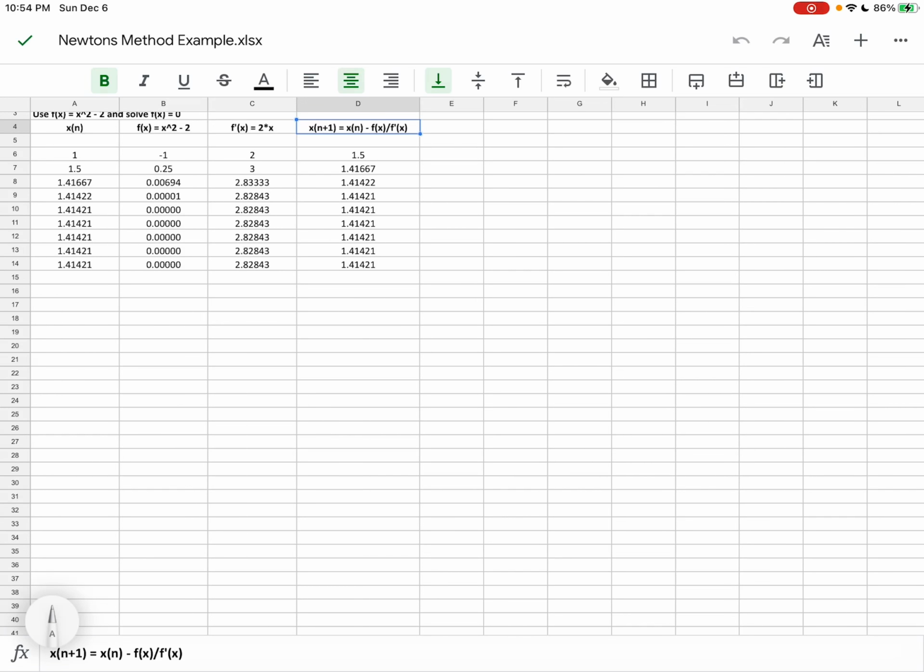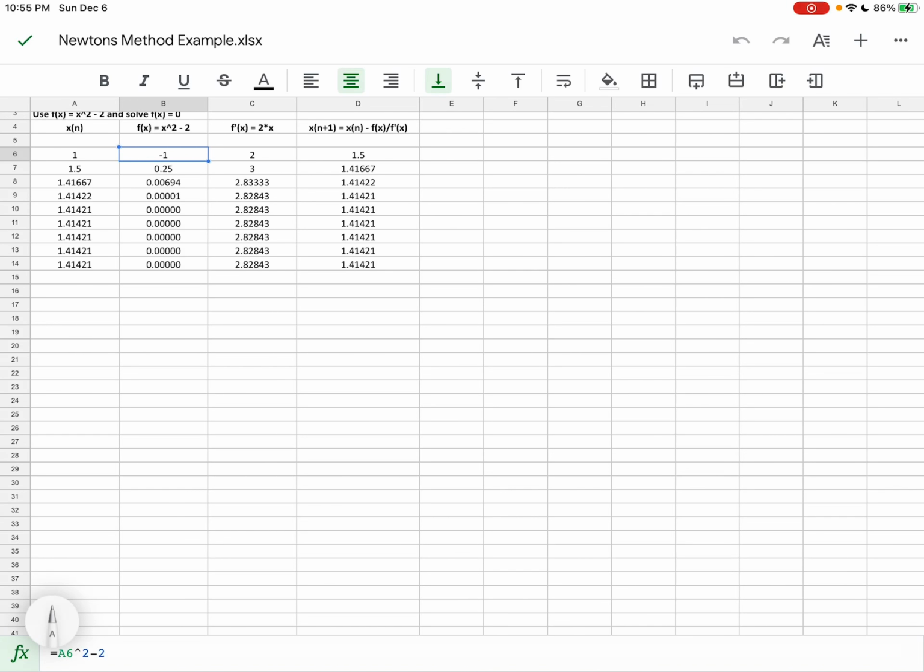So I'm thinking, okay, what number is close to the square root of 2? I know that the square root of 1 is 1. I know that the square root of 4 is 2. So I'm pretty sure that the square root of 2 is going to be between 1 and 2. So I'm just going to start with 1. That's what I do, and I start with 1.